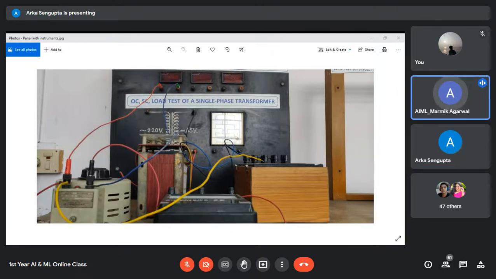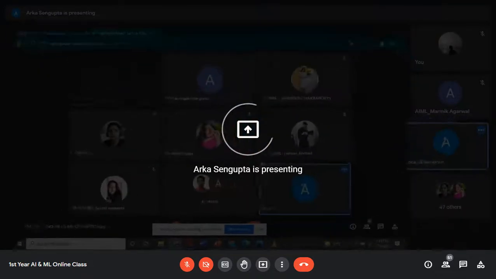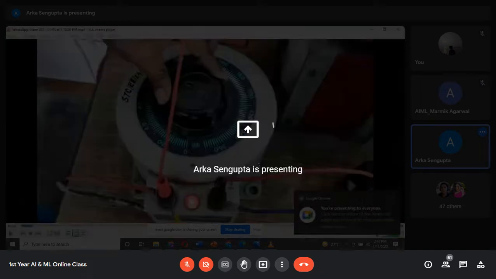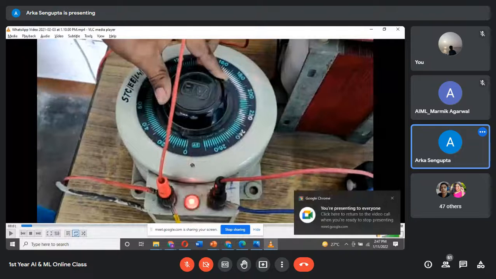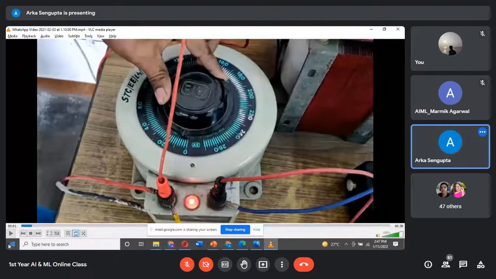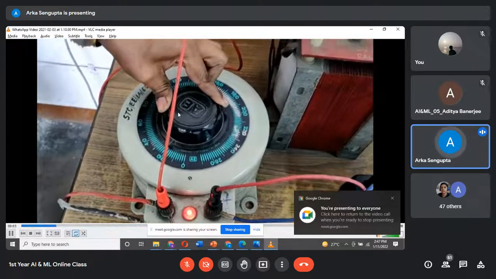So where is it visible? You cannot see the, okay, wait a minute. Sorry. I have not shared the full screen. Can you see now? Here you can see a variac. Yes, sir. Okay. Yes.